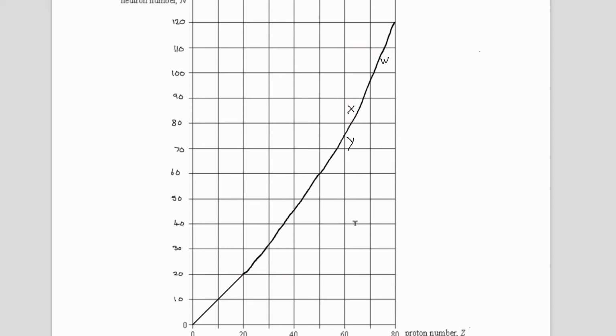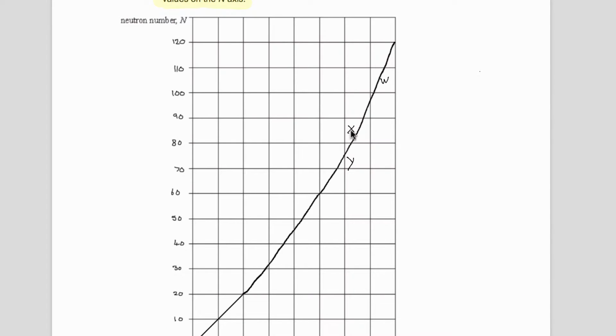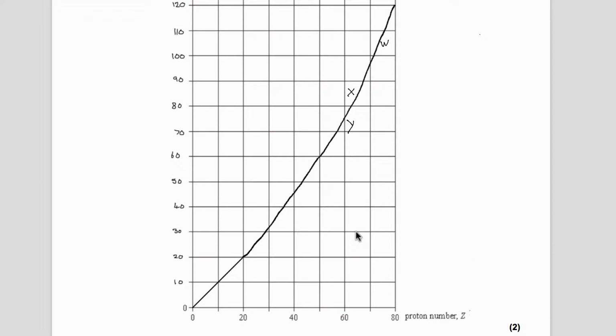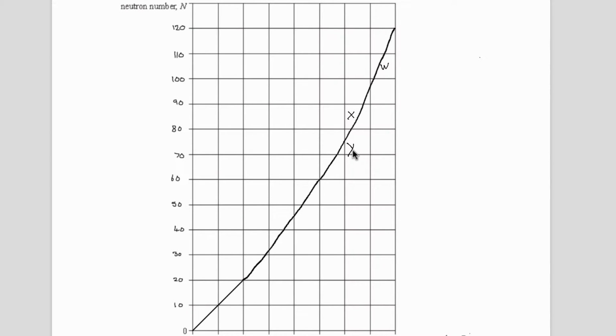Beta minus is X. So in beta minus, what happens is one of our neutrons changes into a proton. So if neutrons change to a proton, they move this way, which means that X has to be above the line. Beta plus emission is exactly the opposite. So that's where a proton changes into a neutron. The number of protons will go down, the number of neutrons will go up, so they'll go in this direction. So Y has to be below the line.